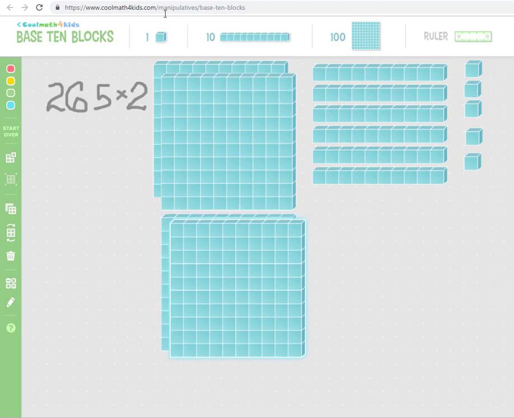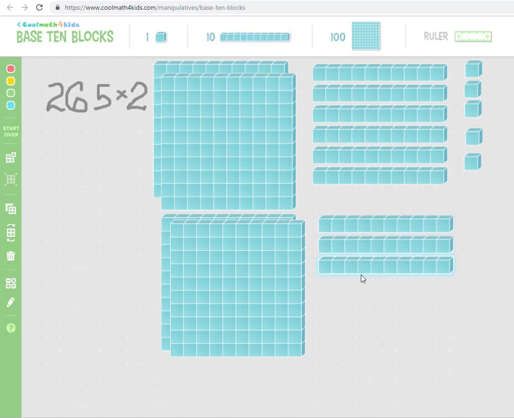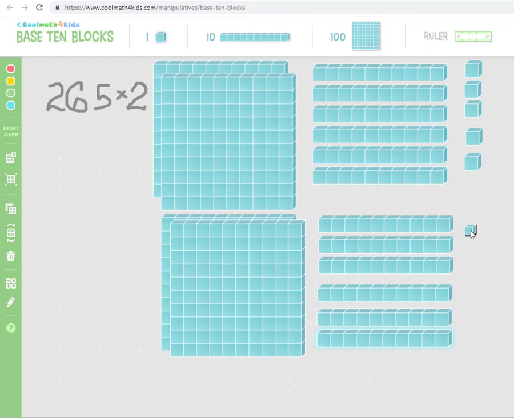200 and 60, 1 ten, 2 tens, 3 tens, 4 tens, 5 tens. Sorry, I got a little messy there. 6 tens. 260, and now we need our 5. But only if I can figure out how to work the machinery here. 1, 2, 3, 4, 5 ones. Now, when we go to multiply this, something interesting happens.